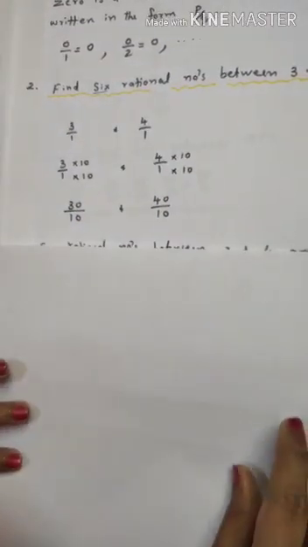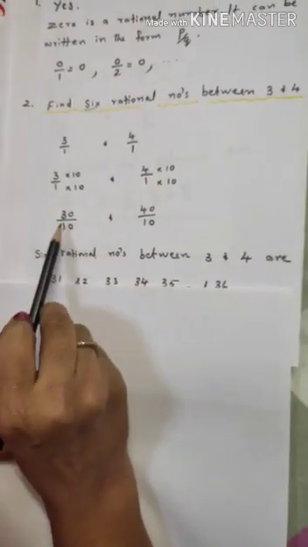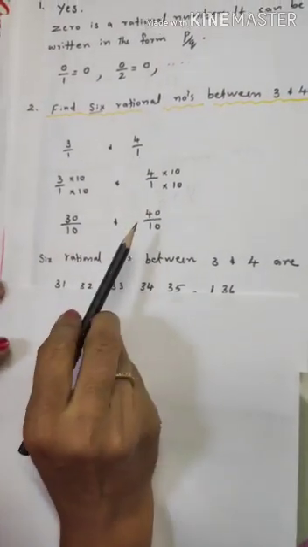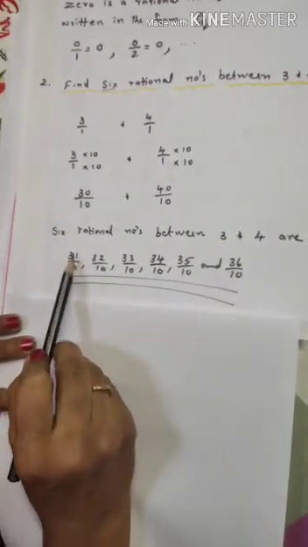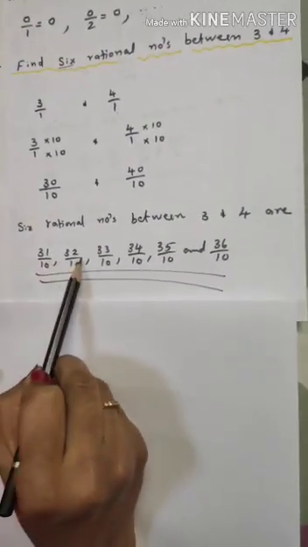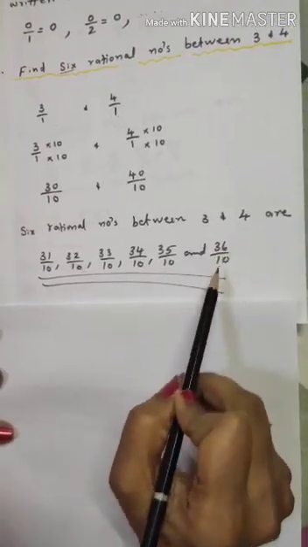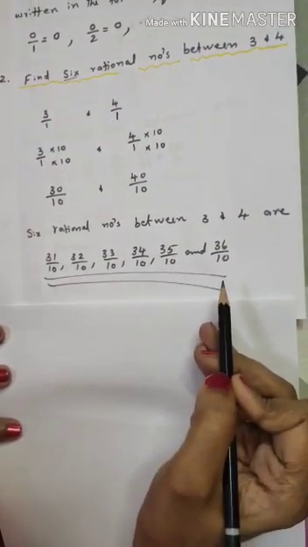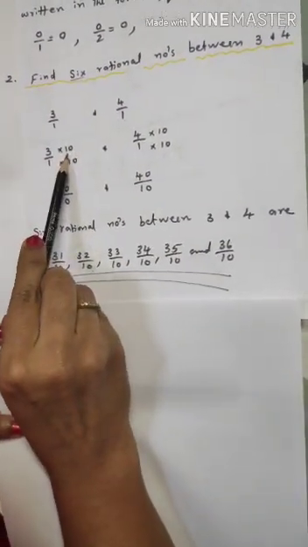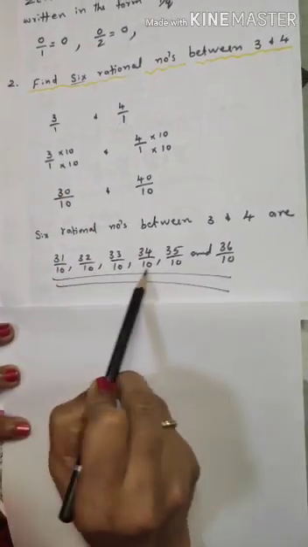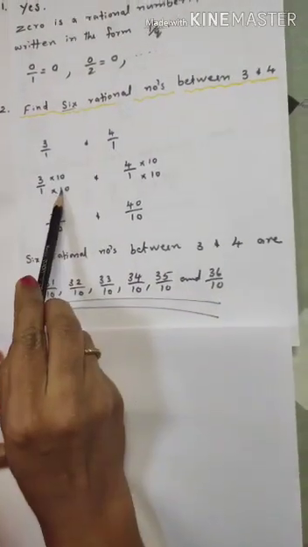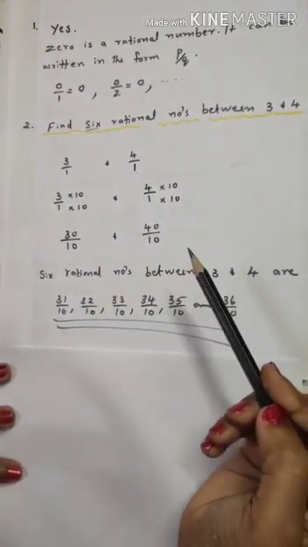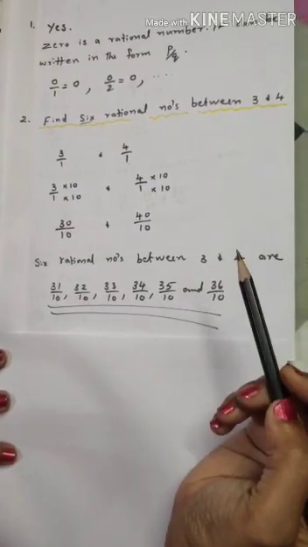So from these two fractions, let us pick 6 rational numbers. So I am taking in the ascending order the next number 31 by 10, 32 by 10, etc. up to 36 by 10. So this need not be the answer for all, because here I multiplied by 10. That's why the rational numbers became like this. If I am taking another number or choosing another number, I will get another set of numbers. So this is a solution for the second question.